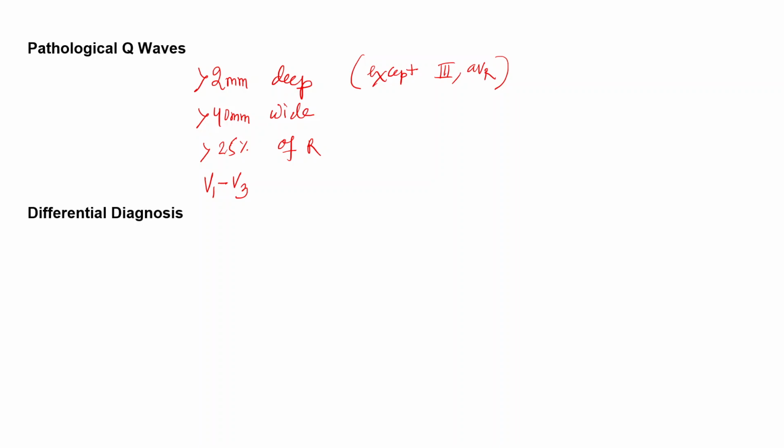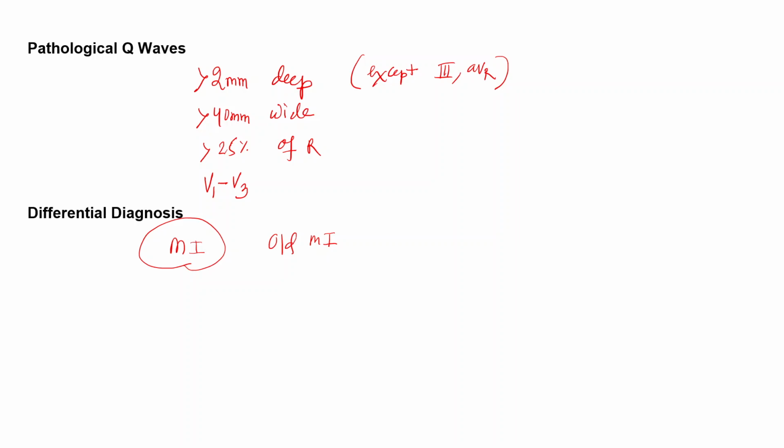Now, if you are getting a pathological Q wave, what will be your differential? The most important diagnosis if you are getting a pathological Q wave has to be myocardial infarction, acute, subacute, or old MI, that is chronic CAD. So this is the most important differential diagnosis.